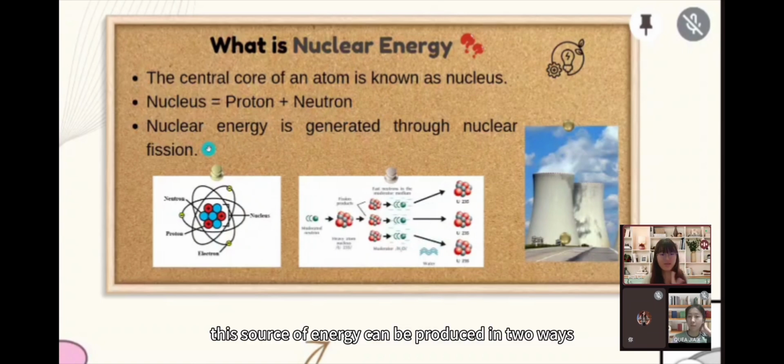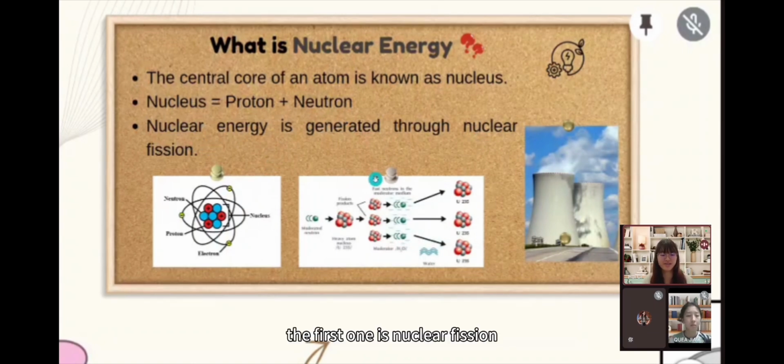This source of energy can be produced in two ways. The first one is nuclear fission. It occurs when nuclear atoms split into several parts, and it is normally used in power plants. The next is nuclear fusion. It occurs when nuclei fuse together, as in stars, and it is a future energy source.